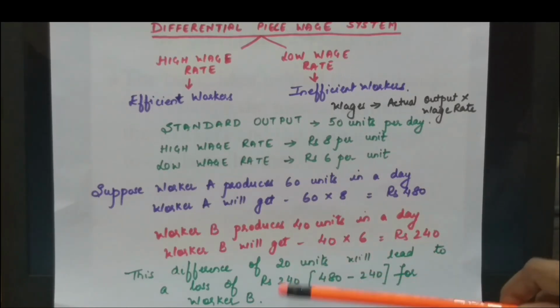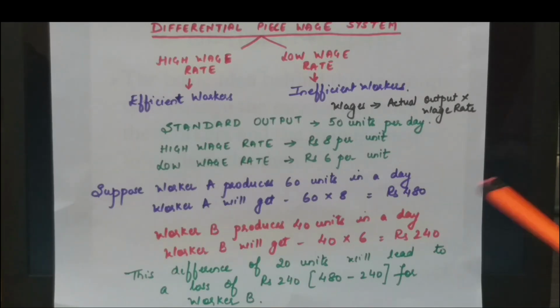So he said that this huge difference in the wages which will be there, that will motivate the inefficient worker to perform better next time. The basic idea behind this technique was that Taylor said that when the inefficient workers will see that there is a huge difference in the wages which is being given because of 2 wage rates being fixed, the inefficient worker will get motivated to improve upon their performance.